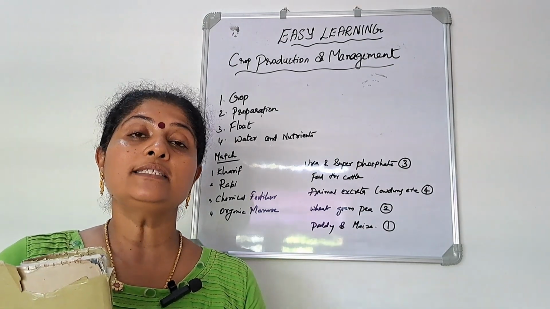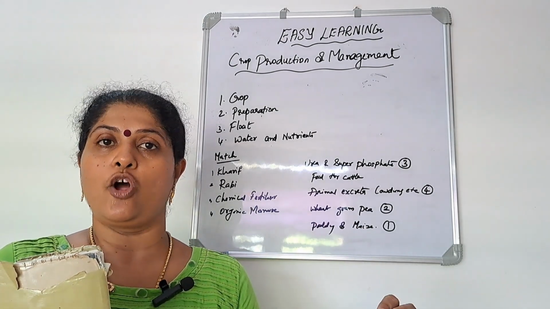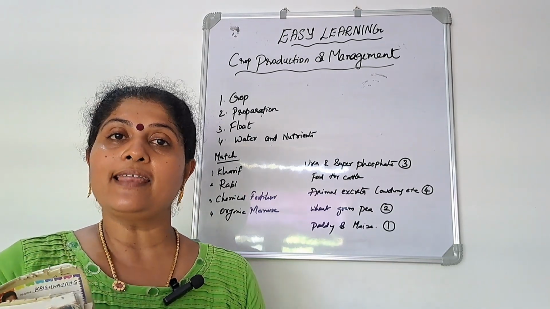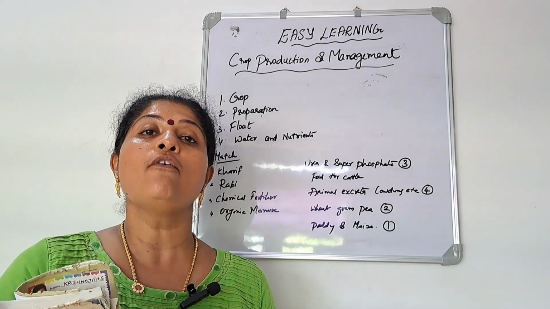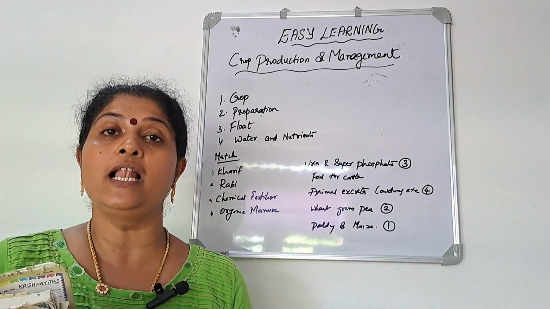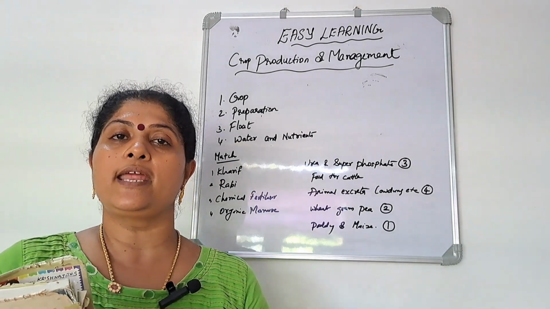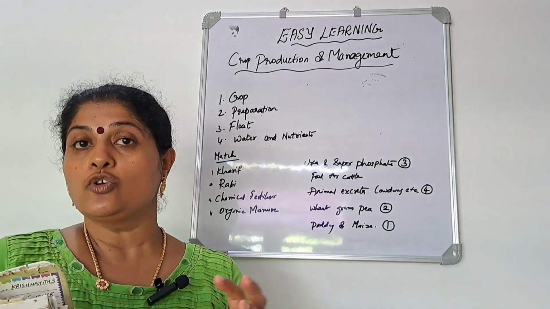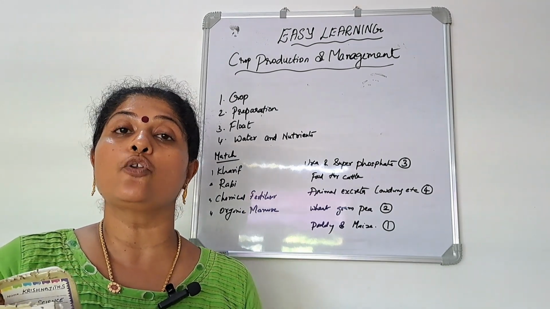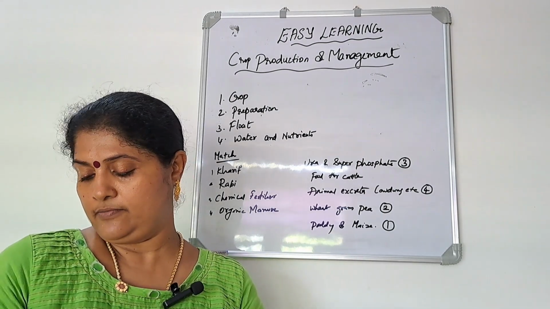But since farmers continuously grow crops, there will be a decrease in the nutrient content of the soil. So at that time, the farmers need to add manure and fertilizers to the soil to replenish its nutrient content. So the plants will not grow healthy if the crops are grown continuously in the field.